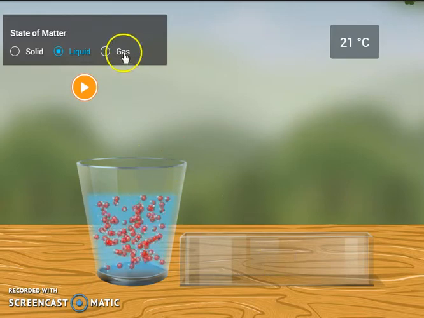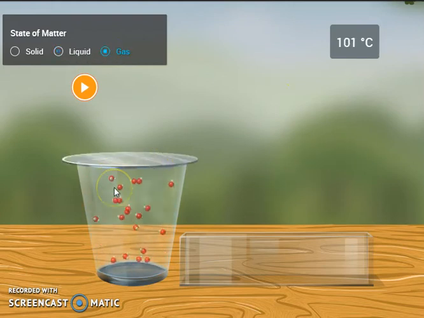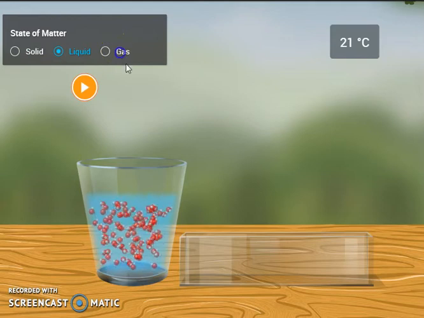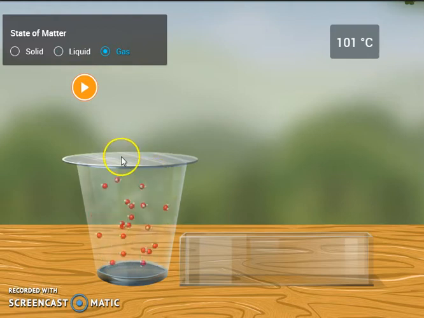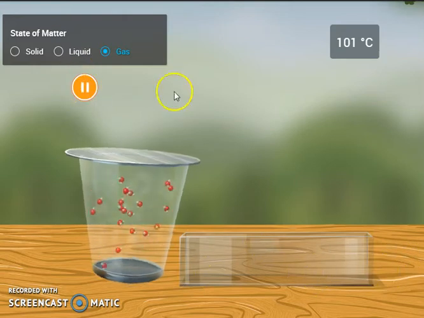Okay, what about gas? We add heat to it and boom, change it to gas. Compared to the molecules in solids and the molecules in liquids, what can you say about the molecules in gas? They're actually moving much faster, right? You can see, whoosh, over here, right? So if I pour it into my container, do you think it will actually take up the space? Okay, let's check it out.